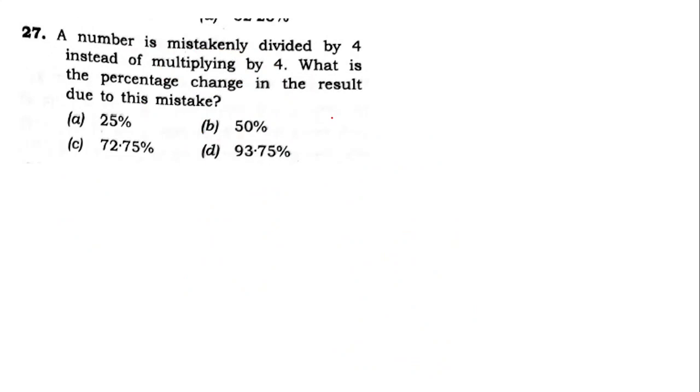A number is mistakenly divided by 4 instead of multiplying by 4. What is the percentage change in the result due to this? Okay. So let us take some numbers. One number was supposed to be multiplied by 4, but by mistake it was divided. Since 4 is involved on both sides, I'll take multiples of 4 only. I'll take 4 as the number, because it was supposed to be multiplied by 4. I was supposed to get the answer as 16. But by mistake it was divided by 4, so I got 1.